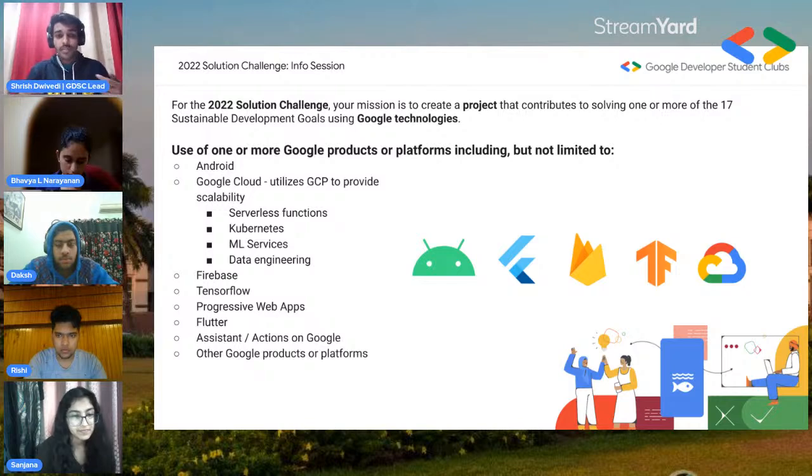The tech stack that you can use is, you need to use at least one of the Google technologies to be part of the solution challenge. Some of the common questions that we got were, can I use MongoDB or any other tech stack like React or something like that? So yes, you can, but you need to use at least one Google technology like Android, Kotlin, Google Cloud, Firebase, TensorFlow, Flutter, any of these, but at least one you need to use to get recognized by Google for the solution challenge.